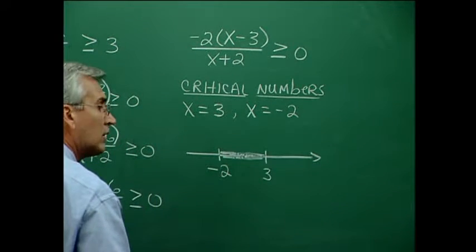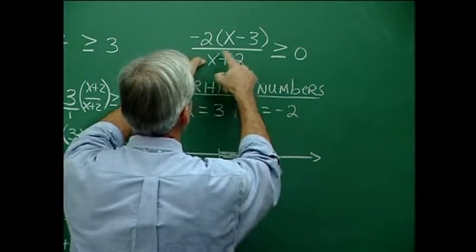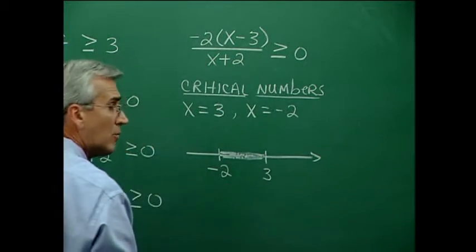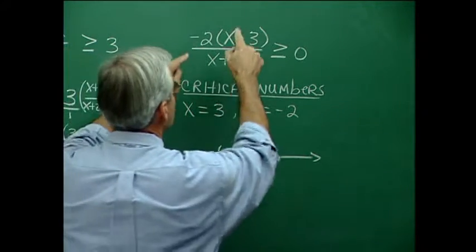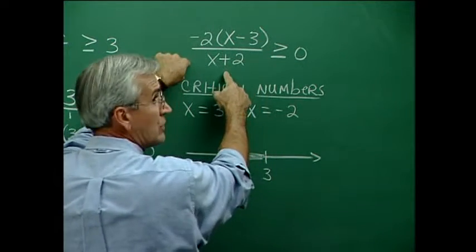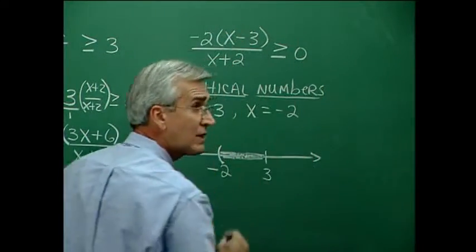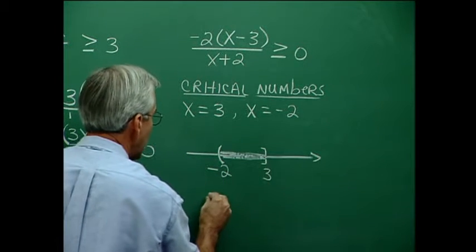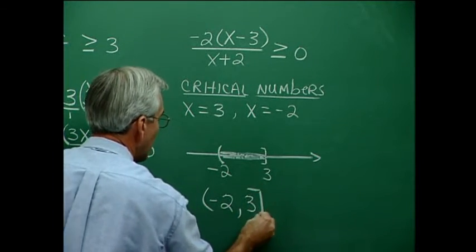Let's check the critical numbers themselves. If x is -2, the denominator is 0, the fraction is undefined, can't possibly be part of the solution region. Now let's check the other one. If x is 3, it causes the numerator to be 0, and 0 over a non-zero value is 0. 0 is greater than or equal to 0? Yes, that's true. And so the 3 is part of the solution region, and our solution then is the interval from -2 to 3, not including the -2, but including the 3.